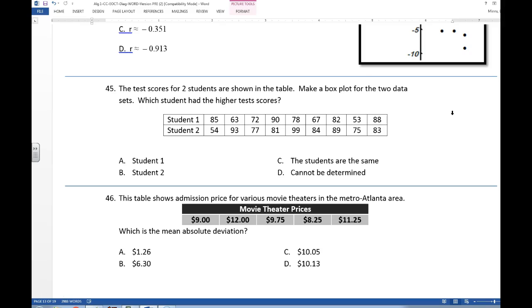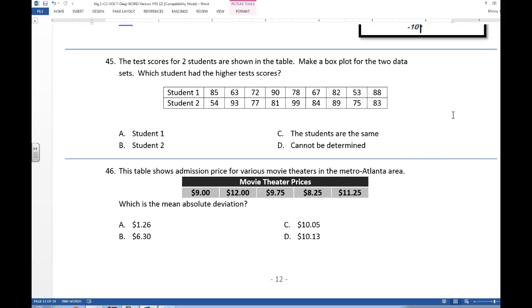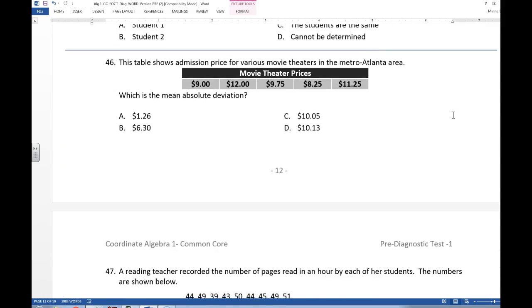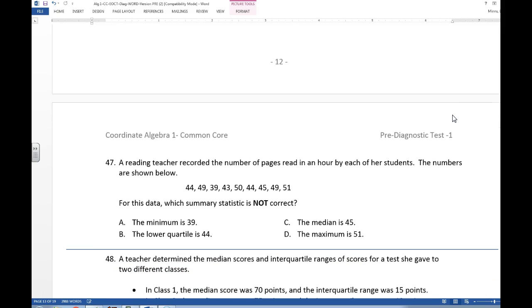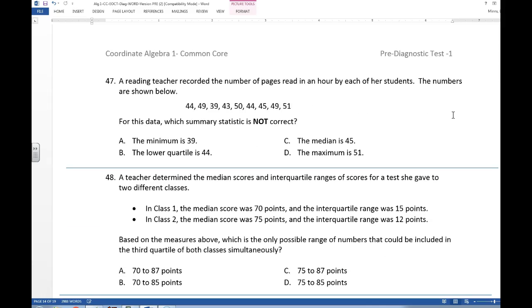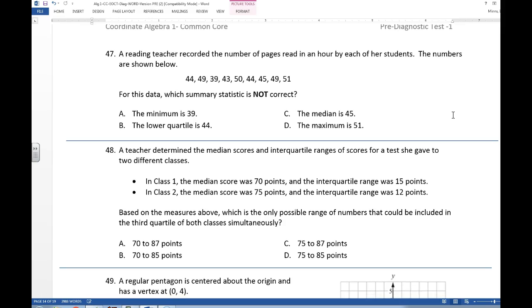All right, we don't need to do 45. We don't need to do 46. We can do 47. Let's do 47.